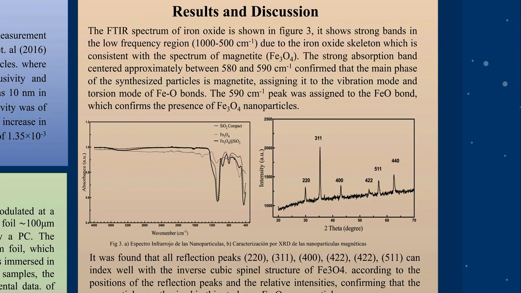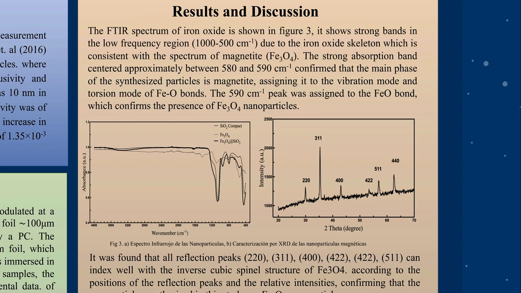Results and discussions. The FT-IR spectrum of iron oxide is shown in figure 3. It shows strong bands in the low frequency region from 1000 to 500 due to the iron oxide skeleton, which is consistent with the magnetite spectrum. The strong absorption band approximately between 580 and 519 confirms that the main phase of the synthesized particles is magnetite, ascribed to the stretching vibration mode and torsion mode of these bonds.